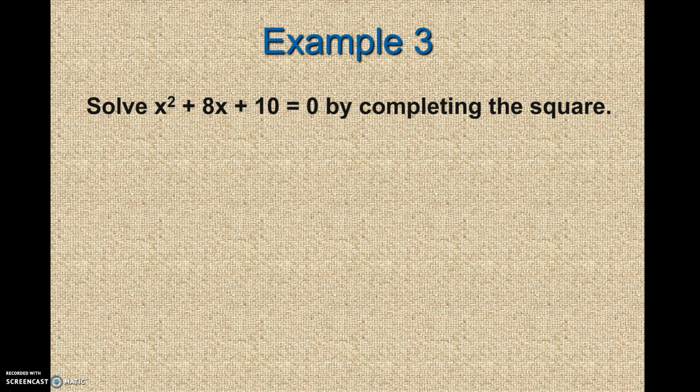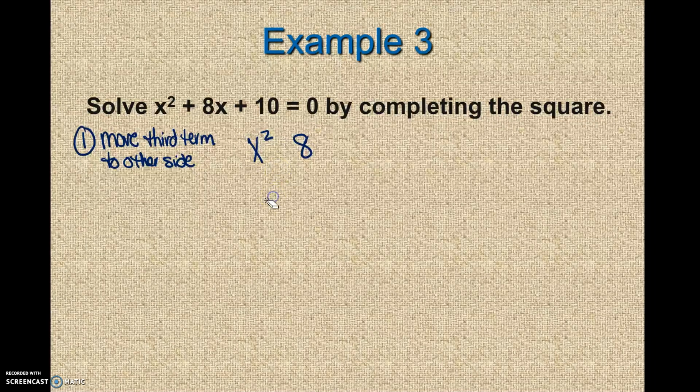And on this slide, I'm going to write step-by-step instructions so that those of you who thrive on step-by-step have something to look back on. So step number 1 is move the third term to the other side. So we've got x squared plus 8x blank equals negative 10 blank.